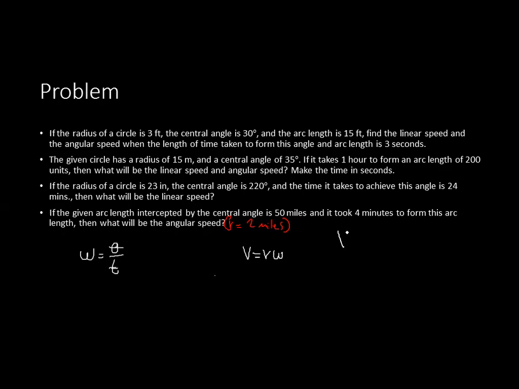So here our linear speed is what? S all over t, right? So here your S is your 50 miles, all over your time, it took 4 minutes. So 50 divided by 4, these two are actually divisible by 2. So 50 divided by 2 is 25 and 4 divided by 2 is 2. So 25 all over 2 is 12.5 miles per minute, or exactly this is just 25 all over 2.